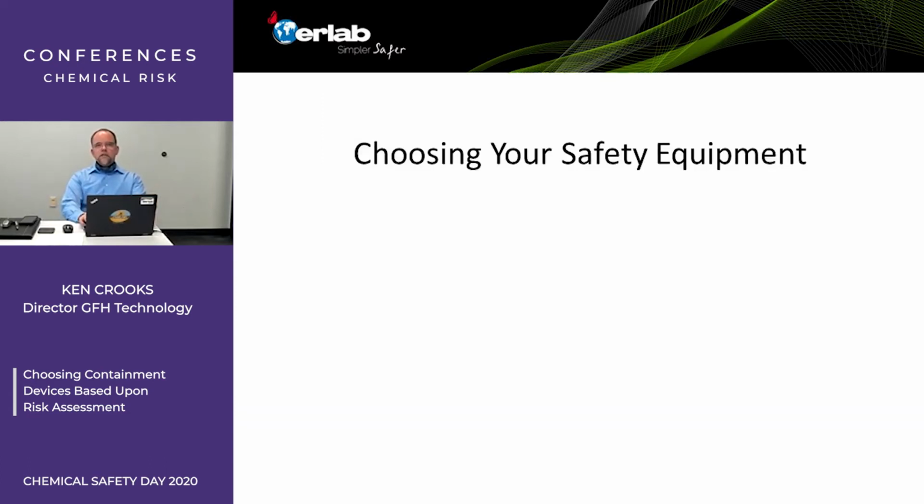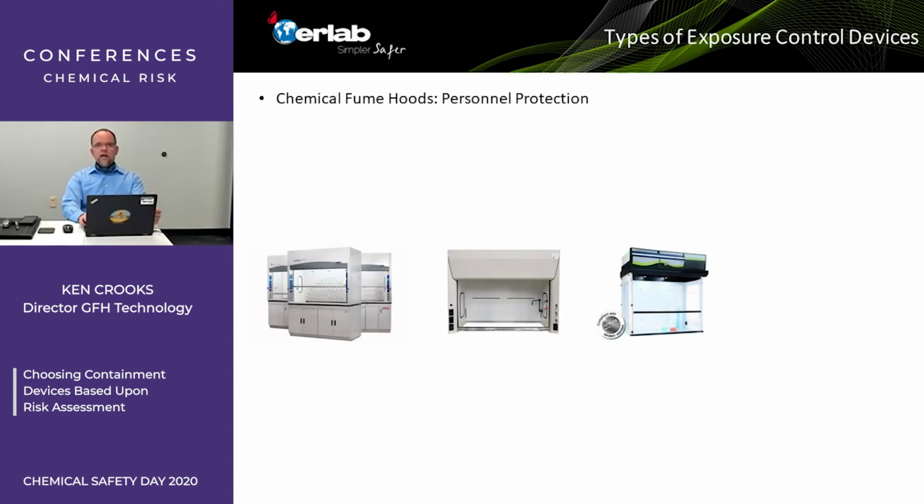So we've done the risk assessment, now it's time to choose your safety equipment, right? If we understand that risk, you understand what you need to do and to what level you need to do that. There are multitudes of types of exposure control devices, ECDs or exposure control devices as we call them here in the United States. I know there are many different acronyms across the globe, but we're all talking pretty much the same language. So first, a couple of examples: chemical fume hoods.